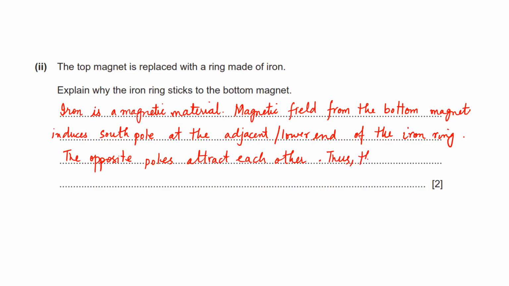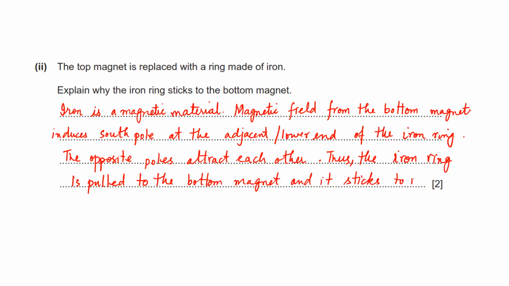Thus, the iron ring is pulled to the bottom magnet and it sticks to it. Okay, so this is how you can easily write the answer to this part.